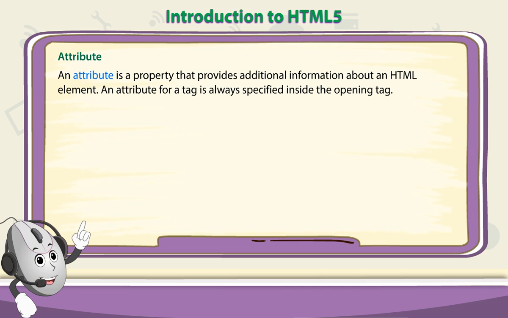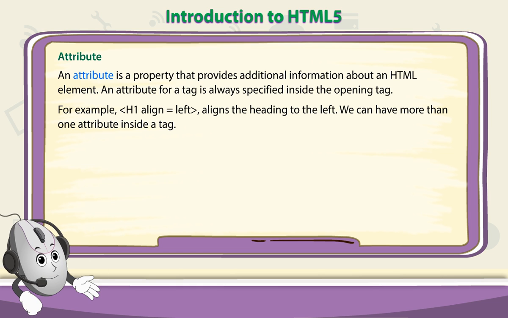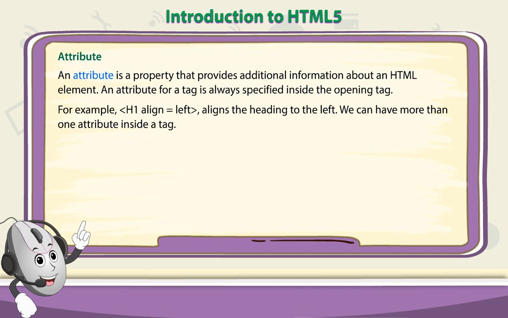Attribute. An attribute is a property that provides additional information about an HTML element. An attribute for a tag is always specified inside the opening tag. For example, <h1 align="left"> aligns the heading to the left. We can have more than one attribute inside a tag.